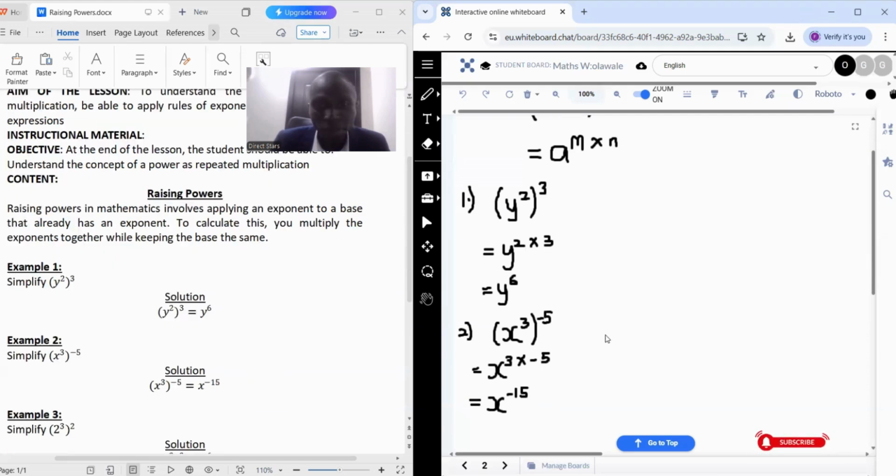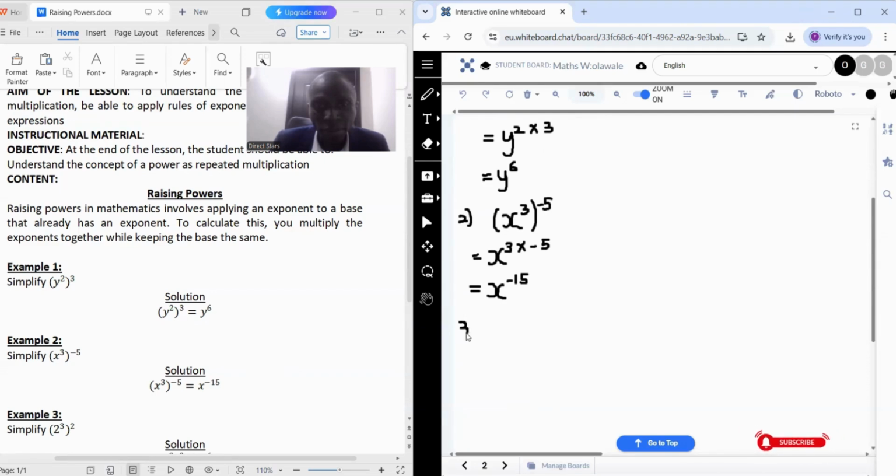We move to example 3. Here we have to simplify 2 raised to power 3, then everything raised to power 2. Now we can do this in 2 ways. For the first method, we can simplify 2 raised to power 3. Then 2 raised to power 3, you can have that to be 2 times 2 times 2, then all raised to power 2. Of course, 2 times 2 times 2, we're going to have that to be 8.